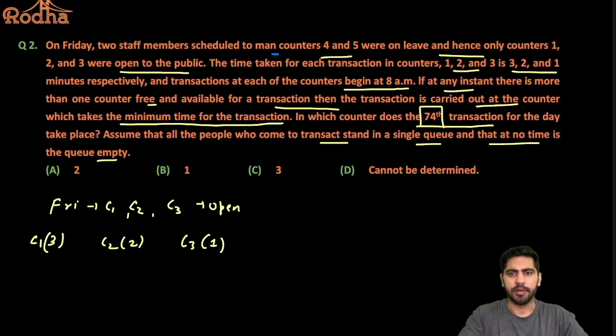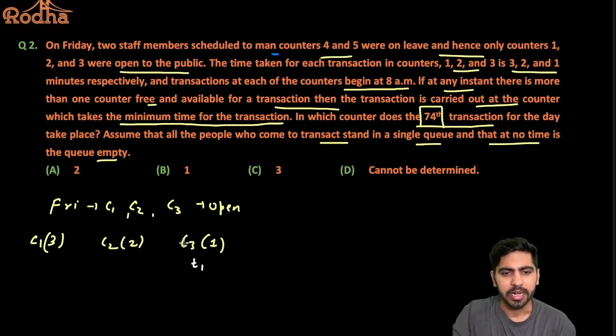All right, perfect. So understand here. The very first transaction that comes in at 8 a.m. should go to counter number 3, right? Because it takes exactly 1 minute, isn't it? And at the same time, can I say transactions 2 and 3 are also ready, because it says that at no time is the queue empty, right?